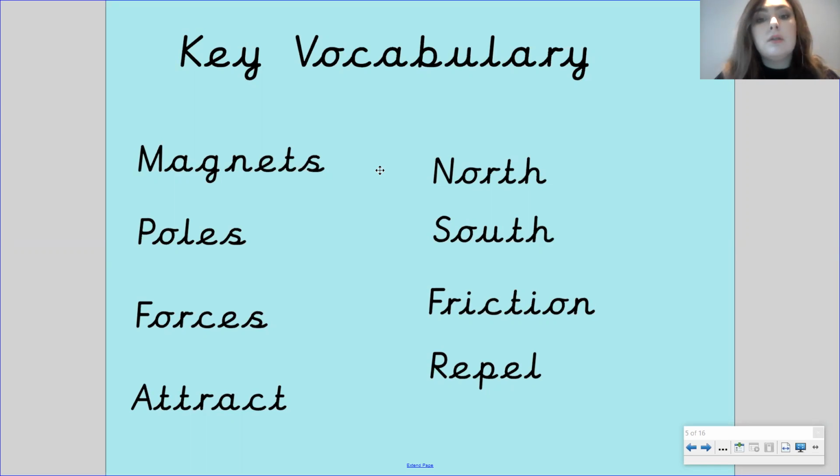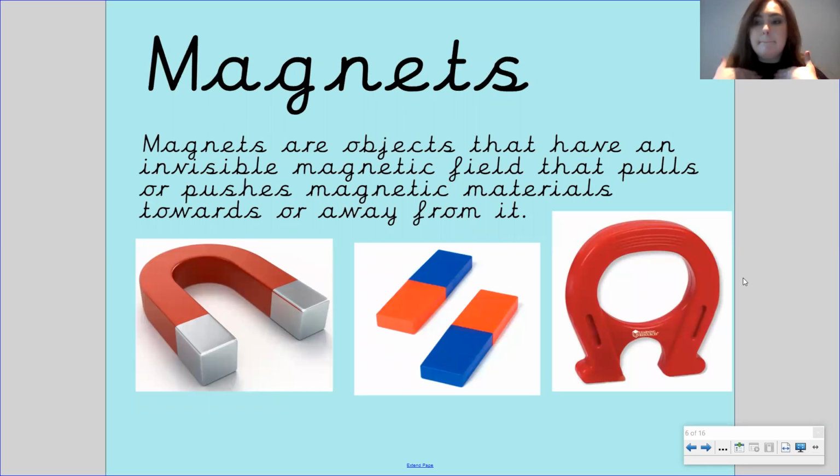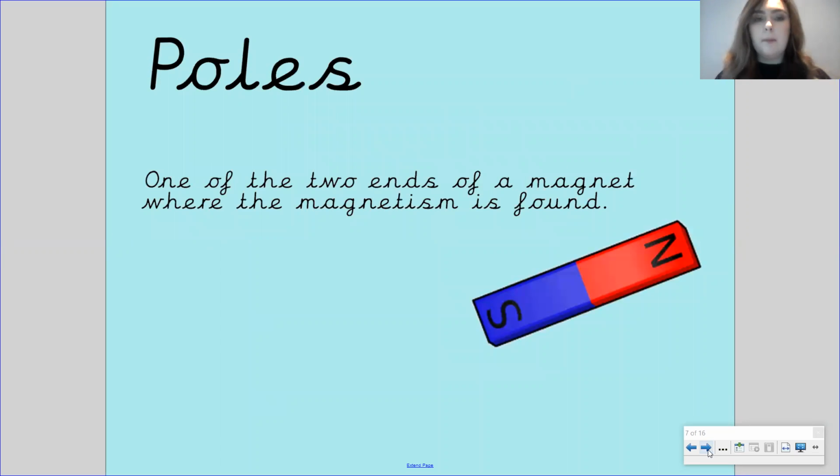I'm going to go through what each of these mean, and then I've got a little task for you at the very end. So our first word is, my turn, your turn, magnets. Magnets. So magnets are objects that have an invisible magnetic field, and it pulls or pushes magnetic materials towards or away from them. My turn, your turn, poles. Poles. One of the two ends of a magnet where the magnetism is found.